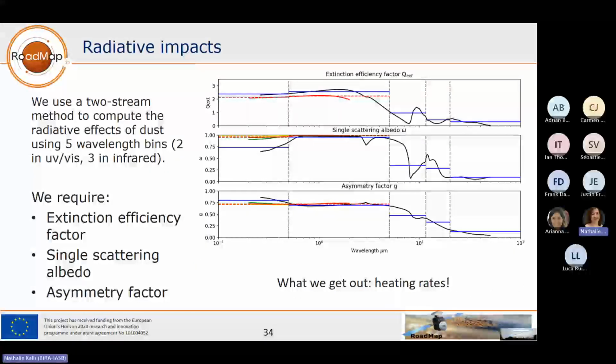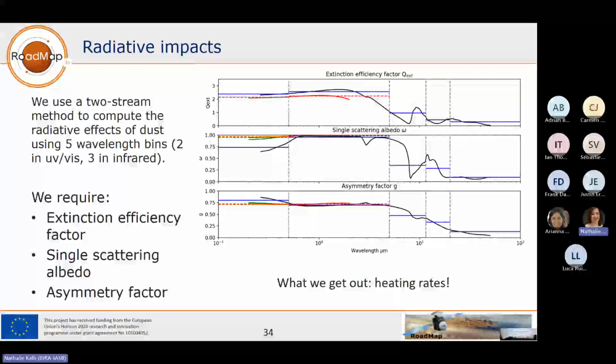And related to that, once you get the dust up into the atmosphere, then you have to compute the heating rates. So this is where Olga and Yulia come in. There are different ways to do the radiative transfer. This is the way we do it. It's actually exactly the same way as LMD does it.